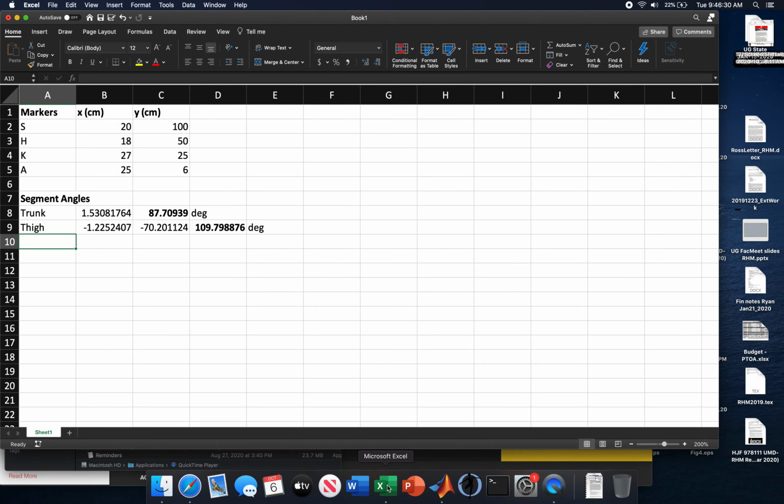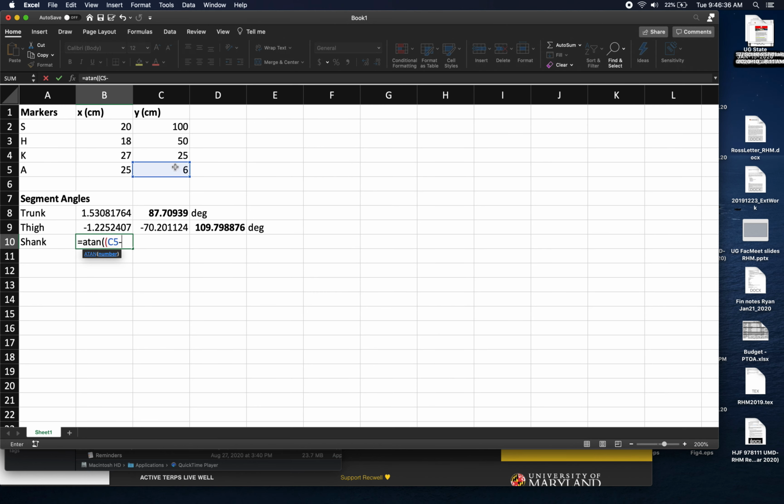Okay, last but not least, let's calculate our shank angle. That's inverse tangent of vertical ankle minus vertical knee divided by horizontal ankle minus horizontal knee. It's going to be 1.45, 1.46 radians times 180 over pi is 84 degrees.